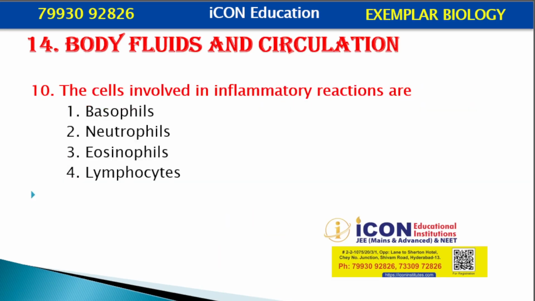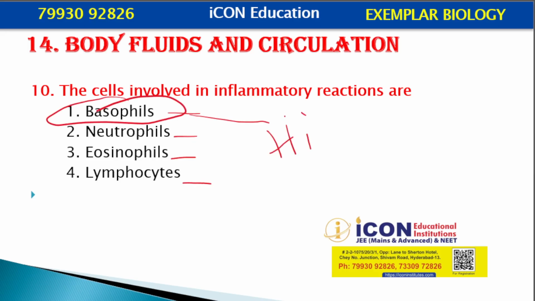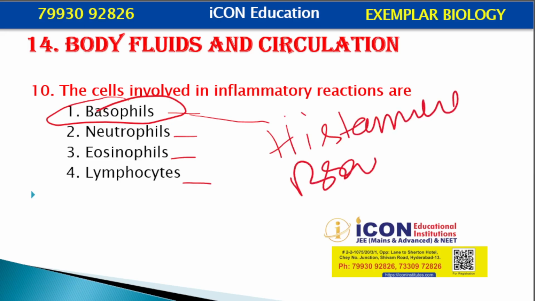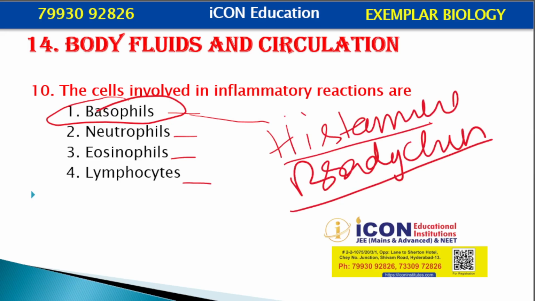The cells involved in inflammatory reaction: basophil, neutrophil, eosinophil, and lymphocyte. The basophils are going to release inflammatory mediators like histamine, bradykinin, serotonin, and prostaglandins, and they act as inflammatory mediators.